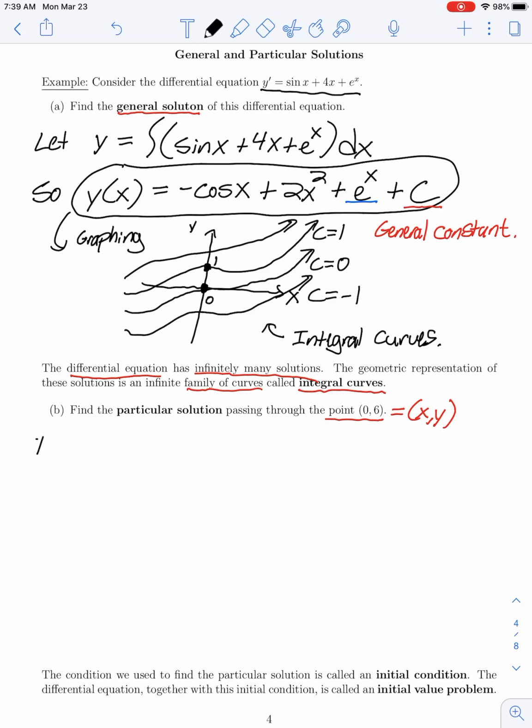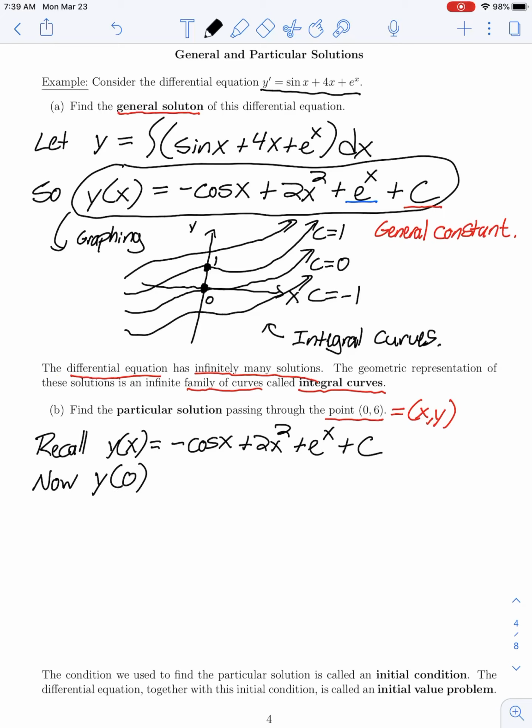So if we look back at what we found in part A, let's recall that y of x in general had the form negative cosine of x plus 2x squared plus e to the x plus some constant c. And we know that our curve must pass through the point 0, 6. So what that means is if I plug in 0 for x, I should be getting 6 as the value of my function. So let's see what we have when we plug in 0.